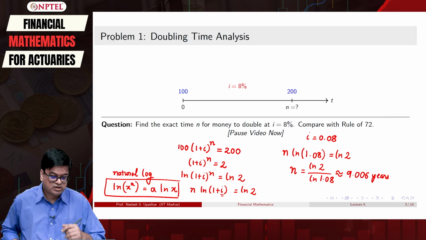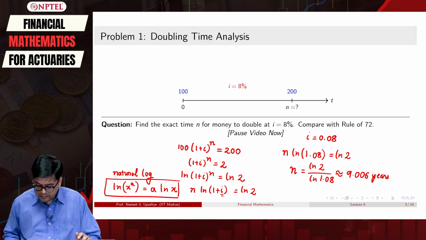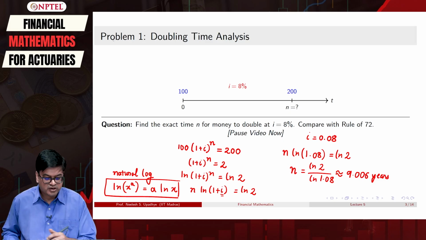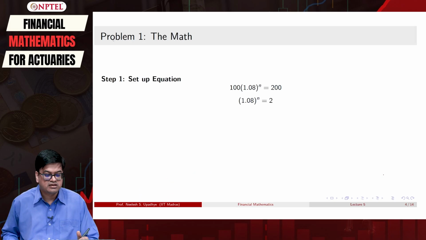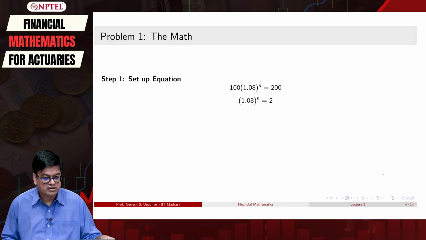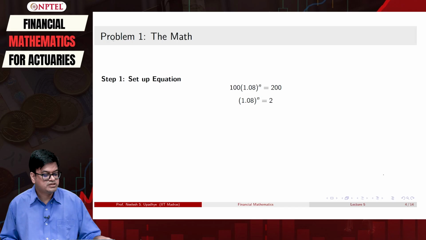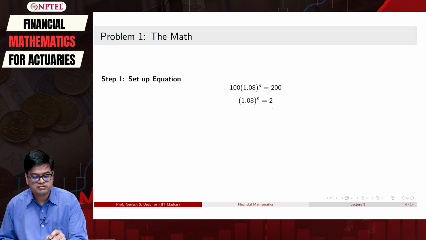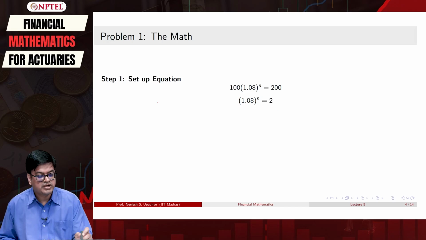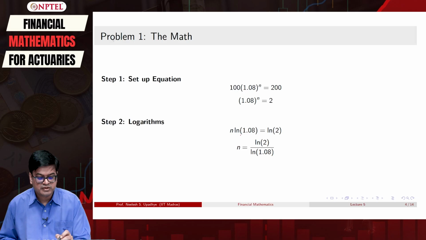Okay, so now I have a printed display of whatever methods I have done here. Step 1 is setting up the equation: you are equating 1.08 raised to n is equal to 2. Then you bring in the natural logarithm, and you get n times ln of 1.08 equals ln of 2.